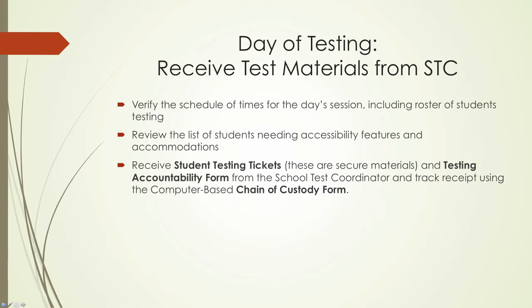Each day of testing, you will receive your test materials from the Site Test Coordinator. Verify the schedule of times for the day's sessions, including roster of students testing. Review the list of students needing accessibility features and accommodations. You will receive student testing tickets, these are secure materials, and the testing accountability form from the school test coordinator, and track receipt using the computer-based chain of custody form.